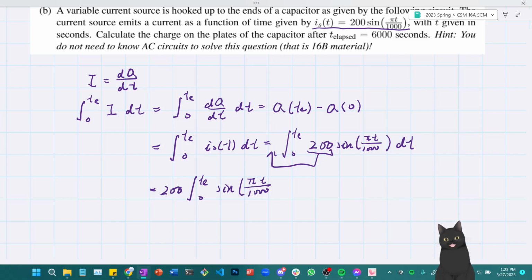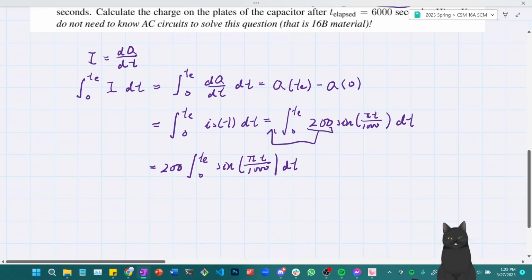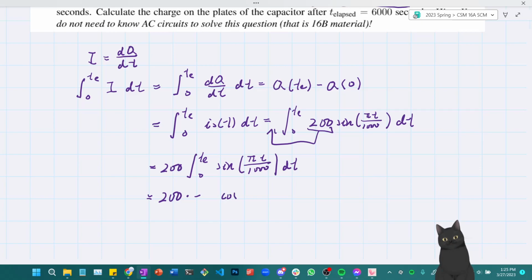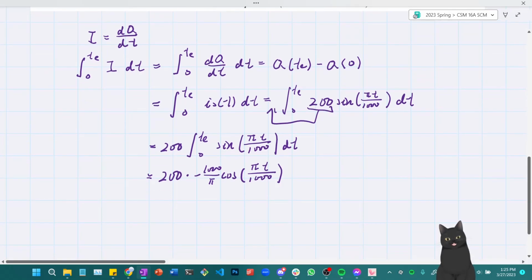So we can either mechanically calculate this integral, which is the more intuitive solution to this. I'm going to do this for you. I have to integrate sine. It's going to be negative cosine. The derivative of negative cosine is sine, so I know that the function has to be something negative cosine. And maybe I have to multiply this by 1000 over pi, so that when I take the derivative, I can cancel out the coefficient that results from the chain rule.